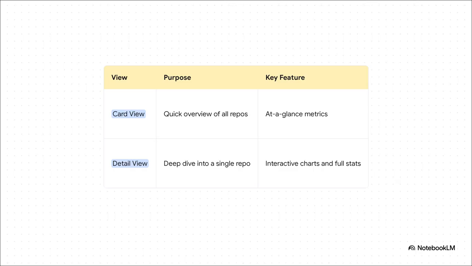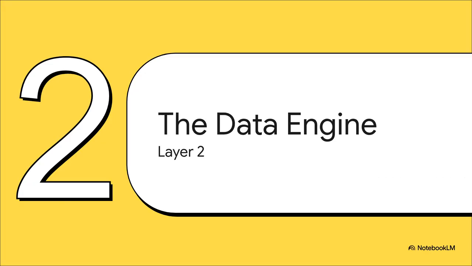And a really core part of the experience is this two-view system. You start off in what's called the card view, right? That's for the quick overview we just talked about. But here's the cool part. When you click on one of those cards, it does this super smooth expansion into a full-screen detail view. It's all done with Framer Motion, and it looks great. And that's where you get the real deep dive: the interactive charts, all the stats, the whole shebang. Okay, so that's the slick front end.